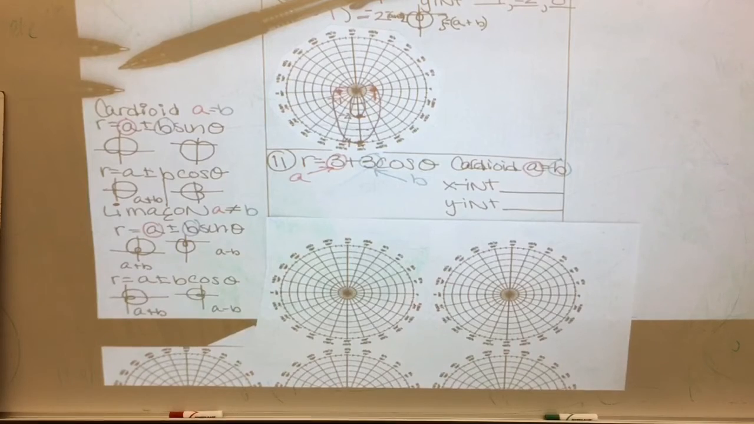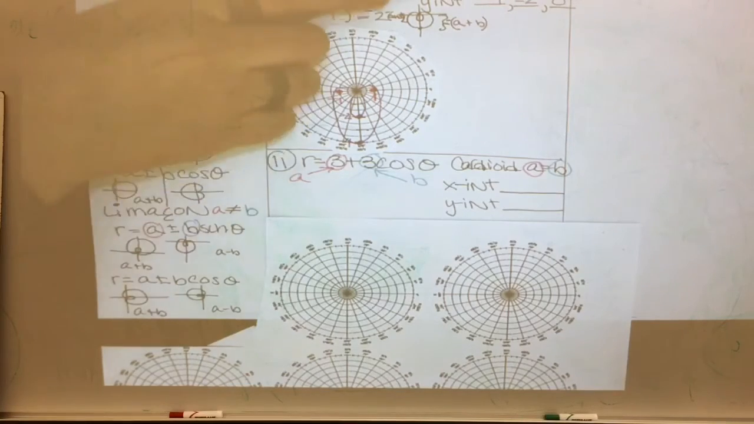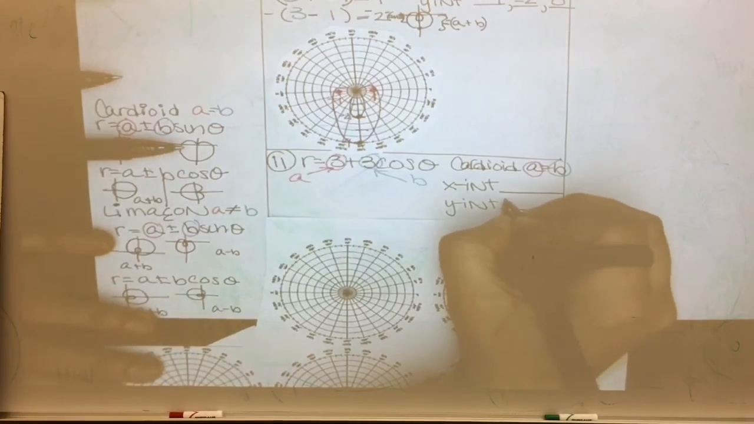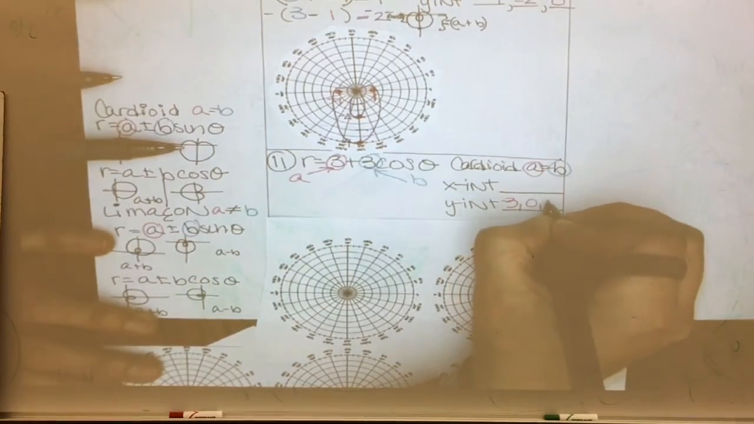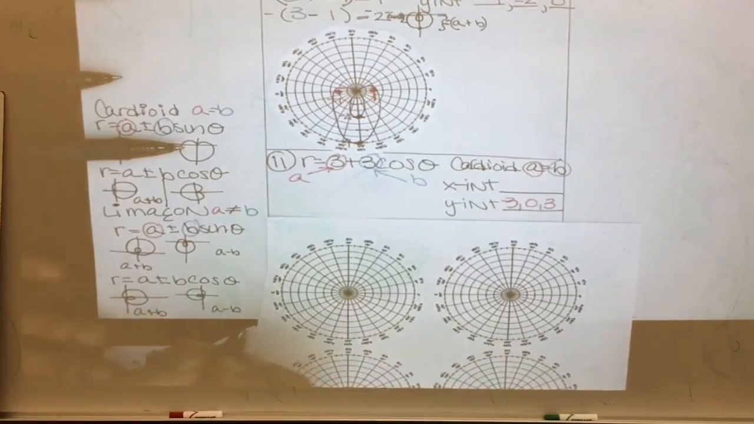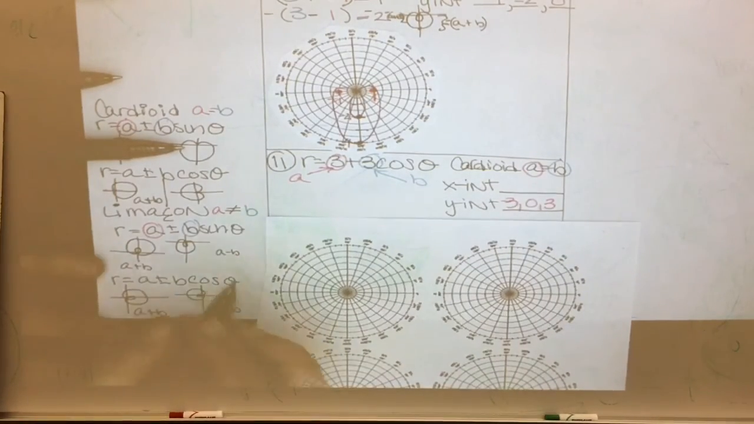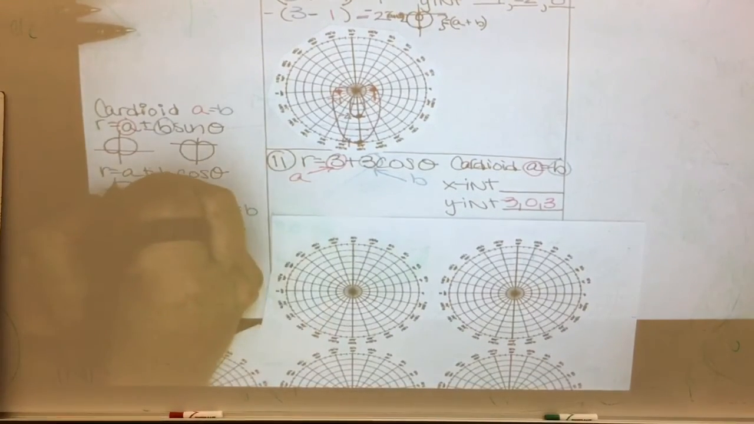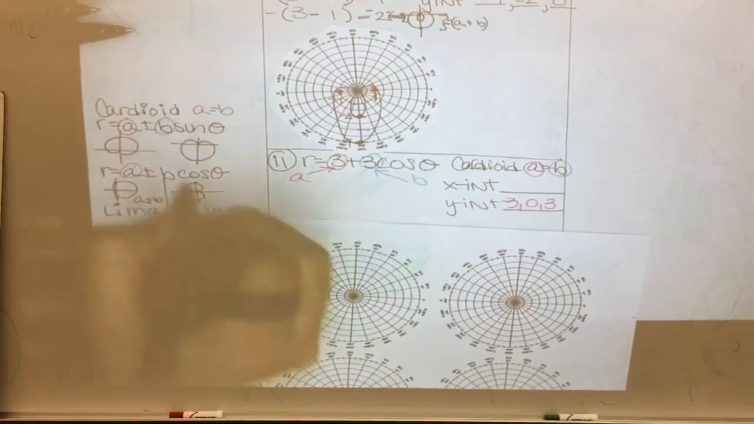So 3, 0. All right, Austin, you think you got it? Yeah. Okay, so what are my intercepts going to be? Well, the x-intercept's going to be 3, 0, and negative 3. So negative 3, 0, and 3 for the y-intercept. Yeah, because that a value here is going to tell me what these ones are, right? So that's for the a.